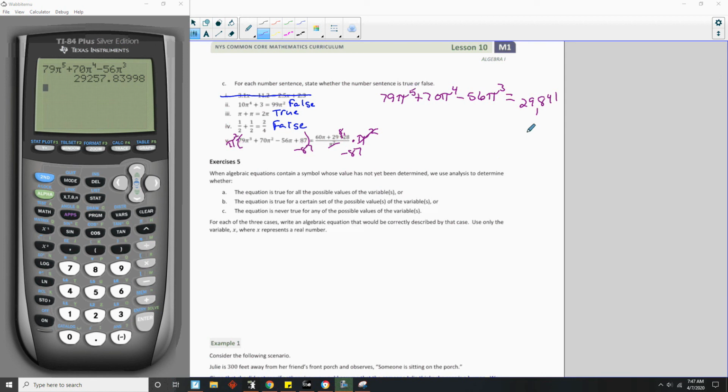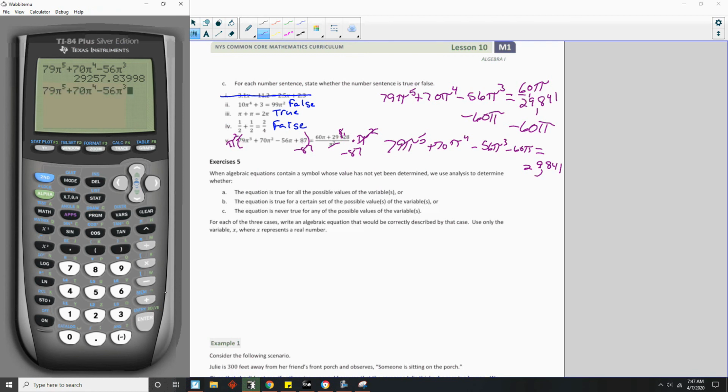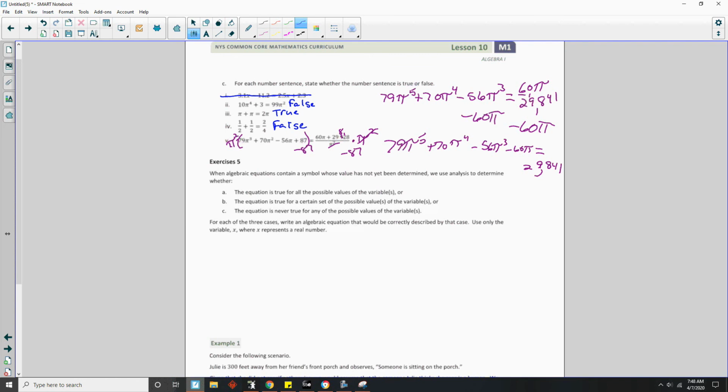Okay, I see what I did. I forgot my 60 pi. All right, so this 60 pi is still over here with this 60 pi. So if I subtract 60 pi from both sides, then I would get 79 pi to the fifth plus 70 pi to the fourth minus 56 pi cubed minus 60 pi equals my 29,841. So again, I have all these pi values. So in my calculator, what I need to do is take my previous answer, and I forgot to subtract 60 pi from it. So if I do that now and hit enter, I get 29,069.34442, and that is definitely not 29,841. Okay, so that is going to be a big false.